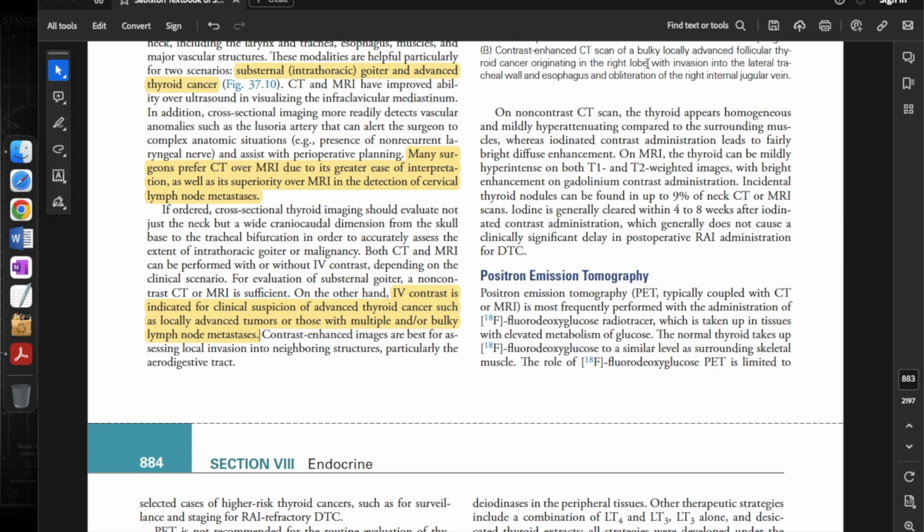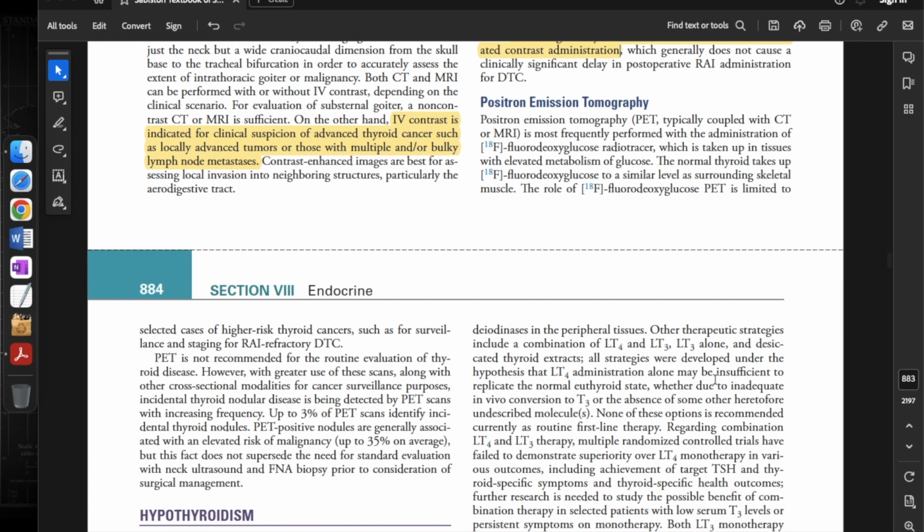Contrast-enhanced images are best for assessing the local invasion into neighboring structures, particularly the aerodigestive tract. On non-contrast CT scan, the thyroid appears homogeneous and mildly hyperattenuating compared to the surrounding muscles, whereas iodinated contrast administration leads to fairly bright diffuse enhancement. On MRI, the thyroid can be mildly hyperintense on both T1 and T2 weighted images, with bright enhancement on gadolinium contrast administration. Incidental thyroid nodules can be found in up to 9% of neck CT or MRI scans. Iodine is generally cleared within 4 to 8 weeks after iodinated contrast administration, which generally does not cause a significant delay in postoperative RAI administration for DTC.